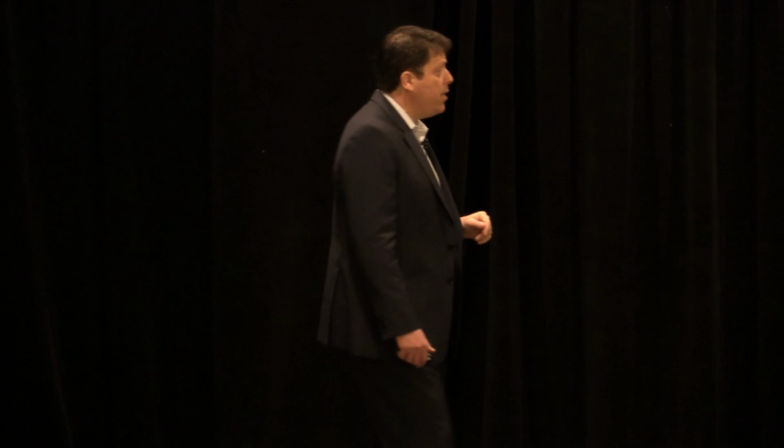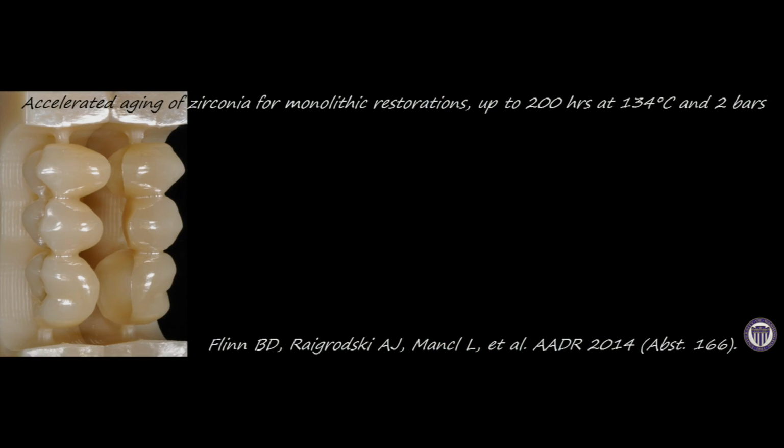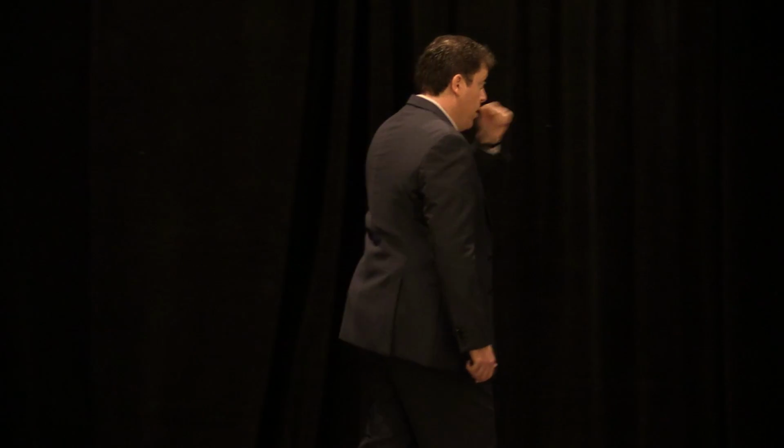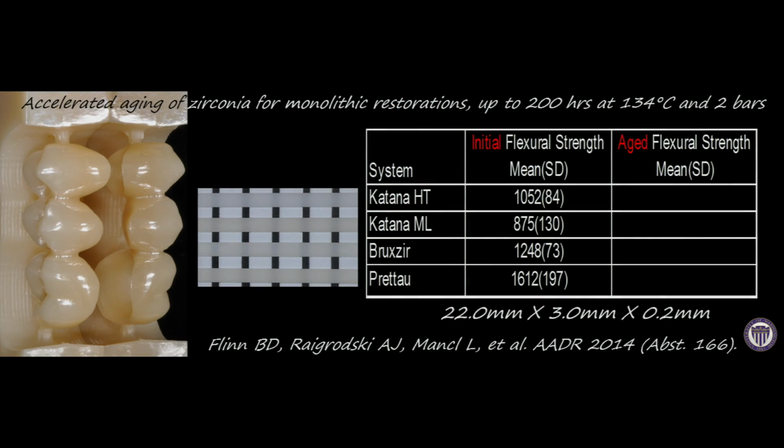So this is for the coping material, the framework material. But the question is, what happens with the new materials? The ones that are designed for monolithic restorations. And we looked at some of them. And the interesting thing is, different brands may react differently to aging. And if you look at those brands, as you try and fracture them immediately as received, the values are all above 800 megapascals. Some are stronger, maybe 1600 megapascals for Pertau. Some are weaker, Katana ML.